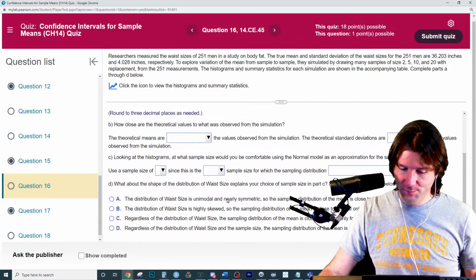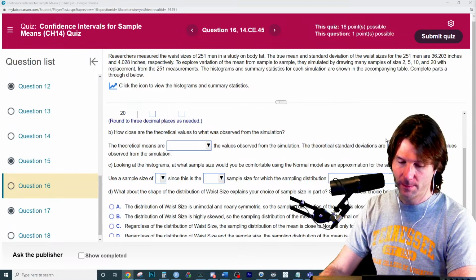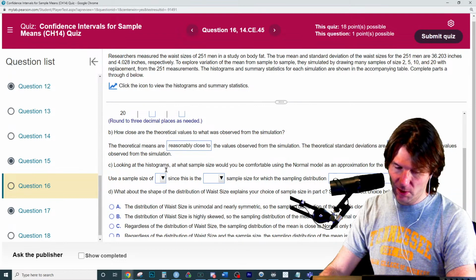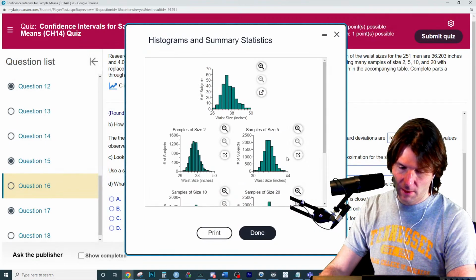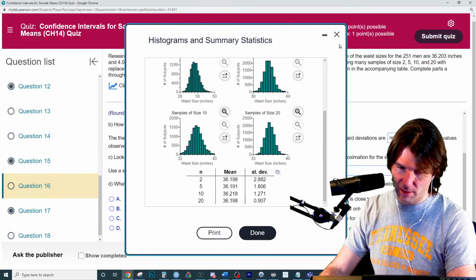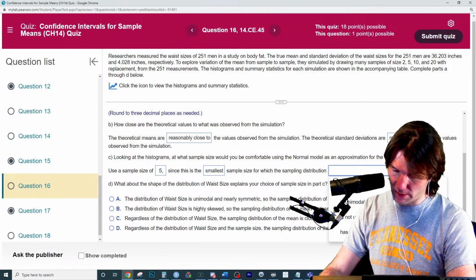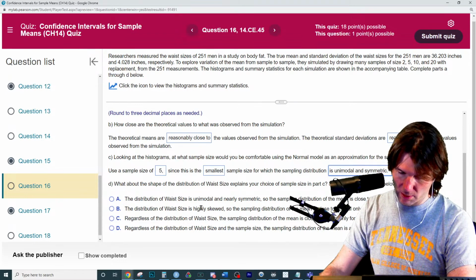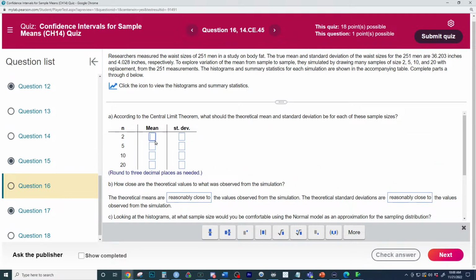Waist size. It's just categorical. This is the exact same as the previous question. The theoretical means are reasonably close. Looking at the histograms, at what size? I think it's a sample size of 5. Yeah, it's 5 because it's the smallest sample size, which is the most asymmetric sampling distribution. What about the shape? They are unimodal and nearly symmetric. So the sampling distribution is nearly normal, and the mean should be the mean.